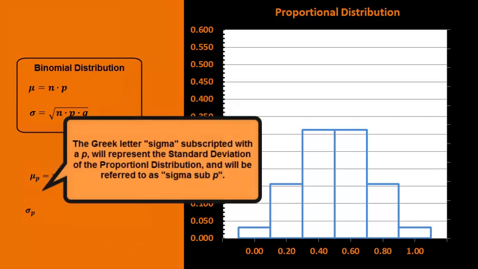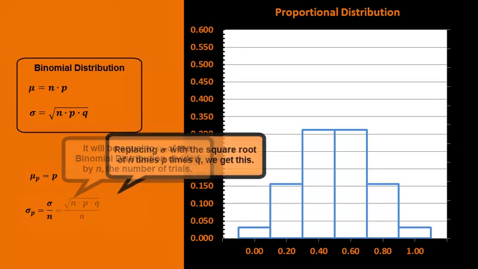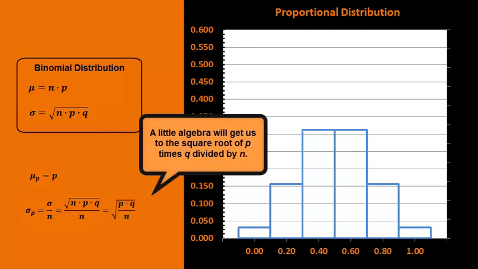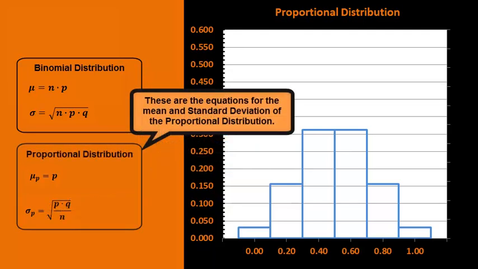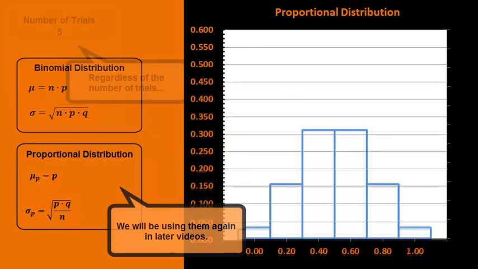The Greek letter sigma, subscripted with a p, will represent the standard deviation of the proportional distribution, and will be referred to as sigma sub p. It will be equal to sigma of the binomial distribution divided by n, the number of trials. Replacing sigma with the square root of n times p times q, we get this. A little algebra will get us to the square root of p times q divided by n. These are the equations for the mean and standard deviation of the proportional distribution. We will be using them again in later videos.